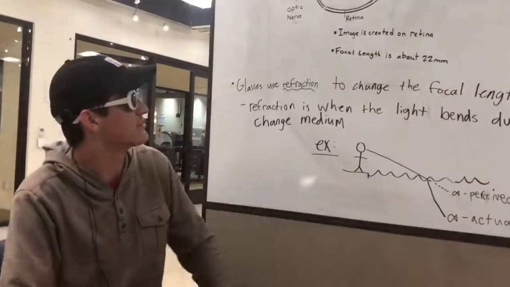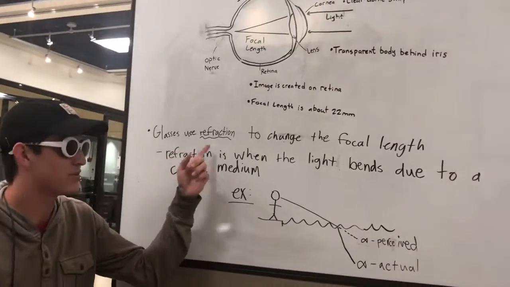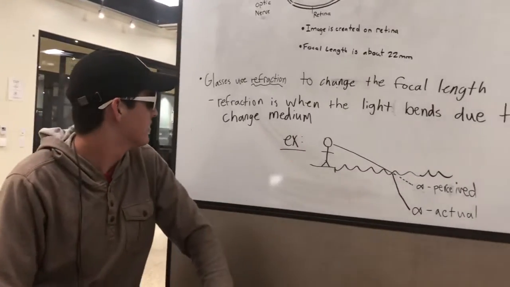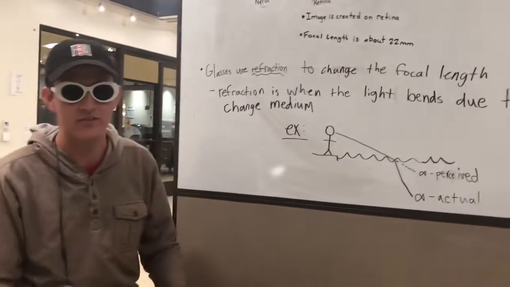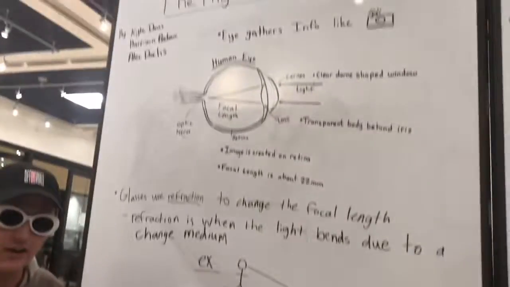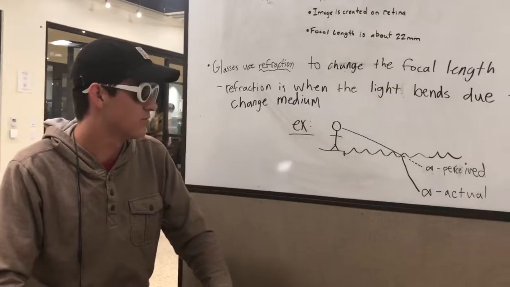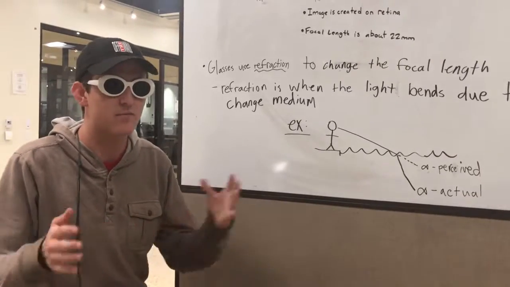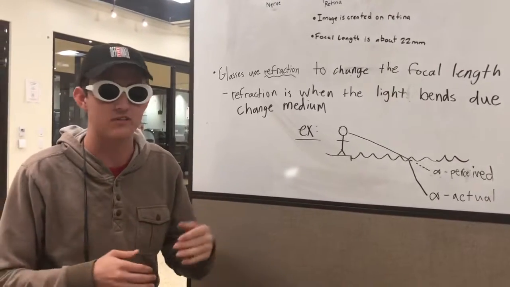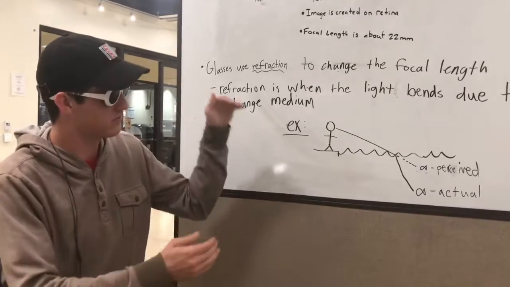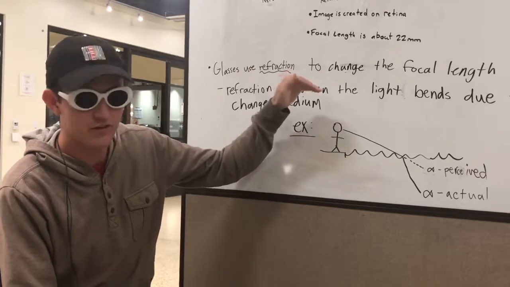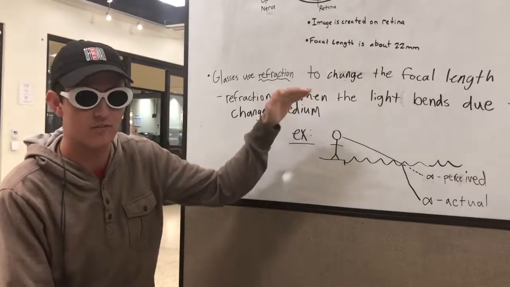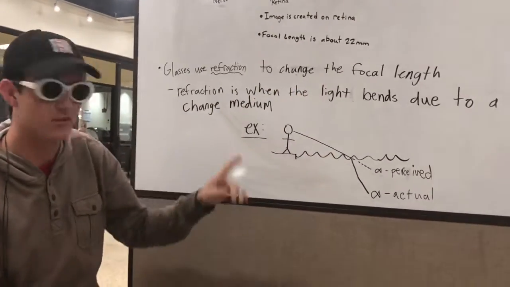All right, so as you heard from Harrison, glasses use refraction to change the focal length. Refraction is when the light bends due to a change in medium. The medium in this case is between air and the glass of the glasses. The best way to compare it would be to imagine a car traveling down a road and it hits some mud. The wheel that hits the mud first is going to slow down and change the direction of the car. Light works in the same way.